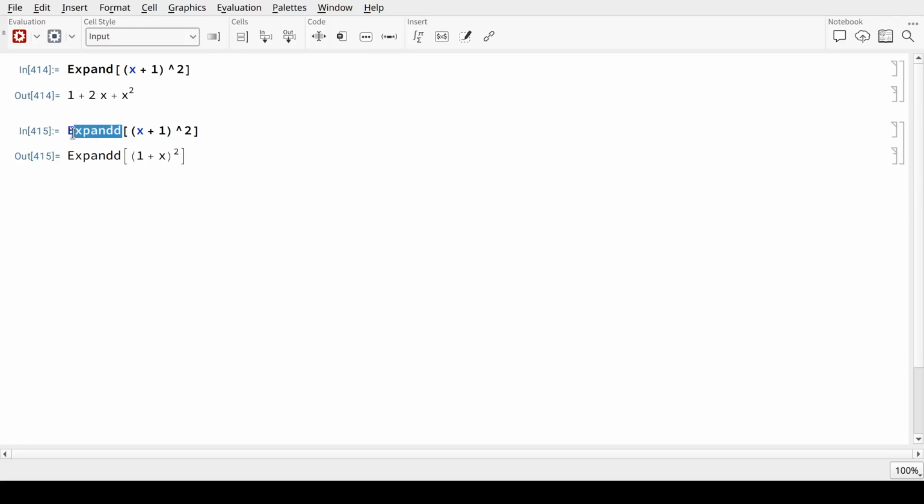As you can see, the name is highlighted blue. And the reason it is highlighted blue is that Mathematica does not know what it is and it treats it as undefined, just like the X we have over there.